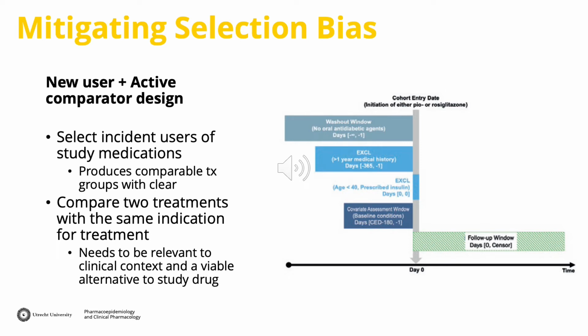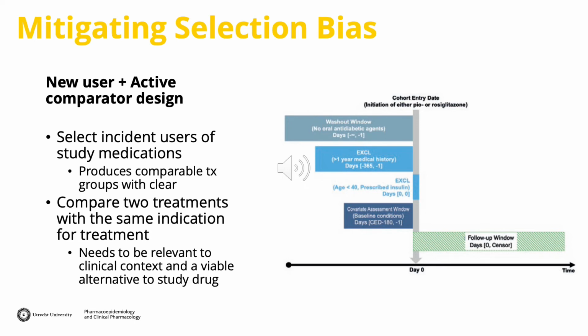So in your intervention group, for example, you're going to have one medication, and then in your comparator group, you're going to have another medication that has the same indication for treatment. So it treats the same disease, and it needs to be a relevant comparator for the particular clinical context that you're looking at. So that's one way we mitigate selection bias and have more comparable groups that we're comparing: this new user active comparator design.